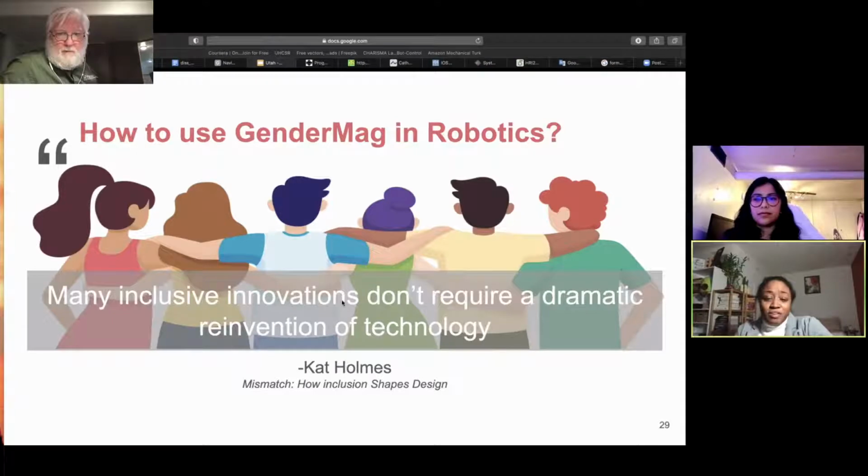And here is a quote from a book that I really love. It's called Mismatches by Kat Holmes. She said that many of these inclusive solutions do not require a lot of dramatic technology innovation. Actually, it's just a simple solution. We've seen it, for example, in that example of that farm. It was just adding ECE and CS grad level courses, and that was enough for an Abby-like persona.